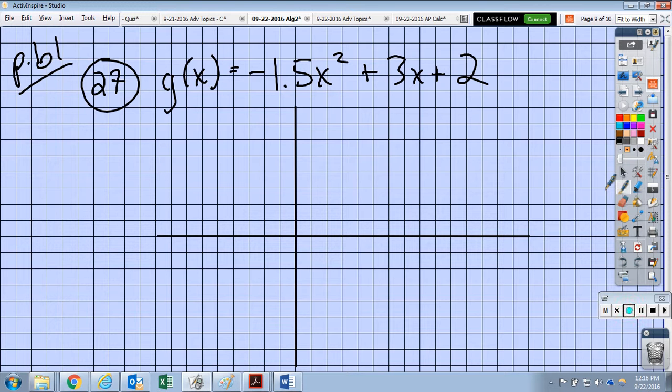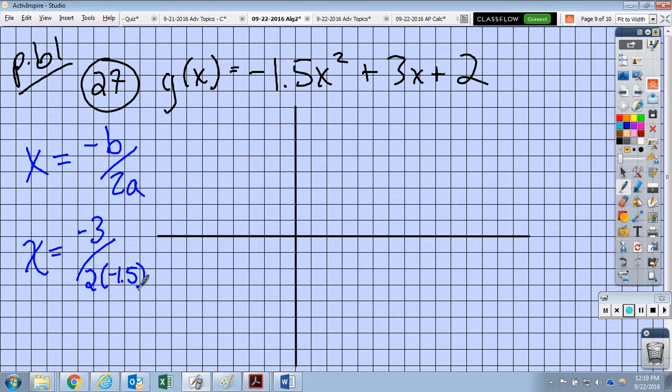So we need to really establish that. The axis of symmetry, or the x-coordinate of the vertex, the formula you have to know is negative b over 2a. Now this is for standard form, ax squared plus bx plus c. So x equals negative b over 2a, so negative 3 over 2 times negative 1.5.